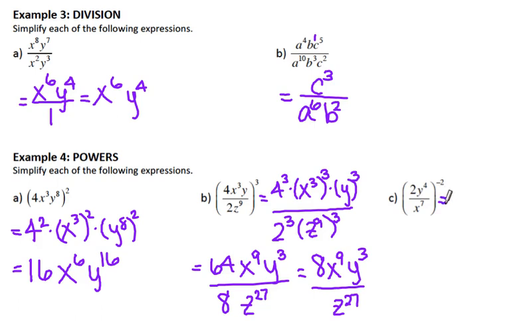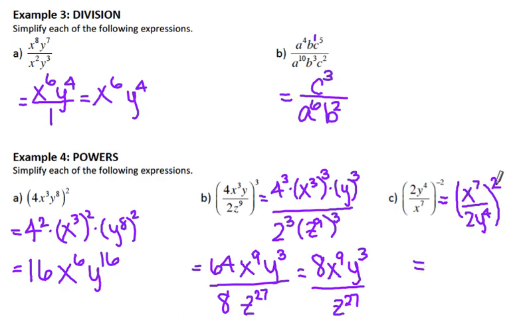So what I can do to get rid of that negative exponent is take this entire fraction and flip it over. So this becomes x to the 7th over 2y to the 4th, and now it's being raised to the positive 2nd power. So again, to get rid of that negative exponent, I just took the reciprocal of this entire thing, and now I have a positive exponent.